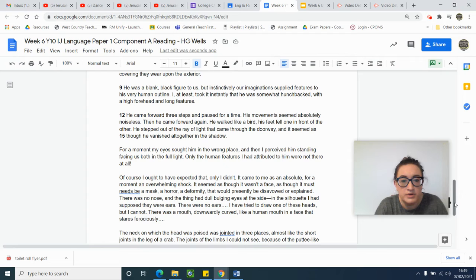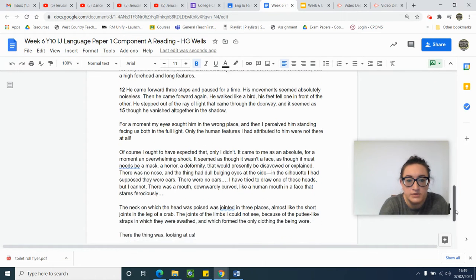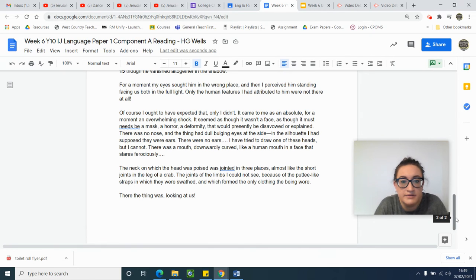He came forward 3 steps and paused for a time. His movements seemed absolutely noiseless. Then he came forward again. He walked like a bird. His feet fell one in front of the other. He stepped out of the ray of light that came through the doorway, and it seemed as though he vanished altogether in the shadow. For a moment, my eyes sought him in the wrong place, and then I perceived him standing facing us both in the full light.